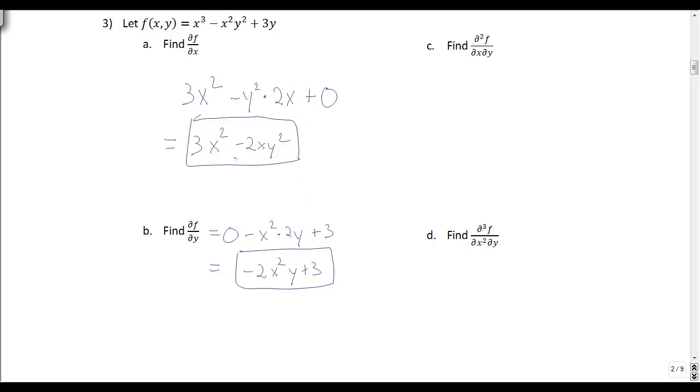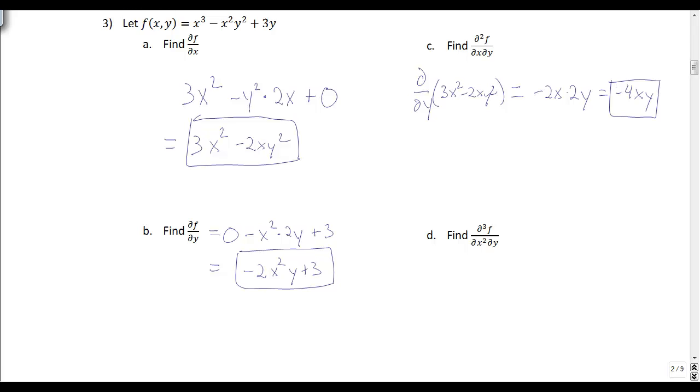So let's take this first one, and I already did a partial with respect to x, so I need to do the partial with respect to y of 3x squared minus 2xy squared. When I do that, the derivative of 3x squared with respect to y is 0. I'll get a negative 2x times the derivative of y squared, which is 2y, giving me negative 4xy, and that's my answer. So you could stop there.